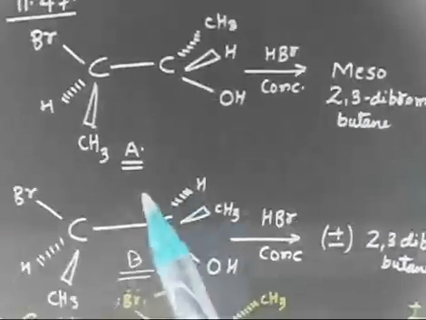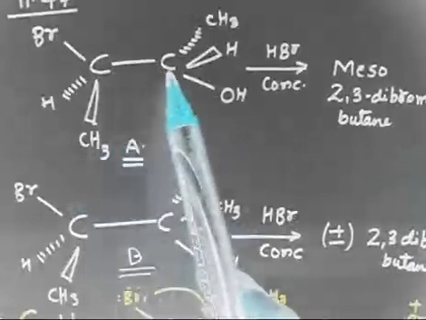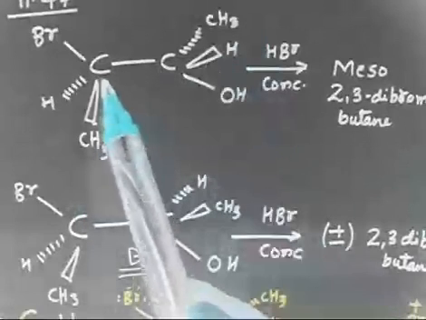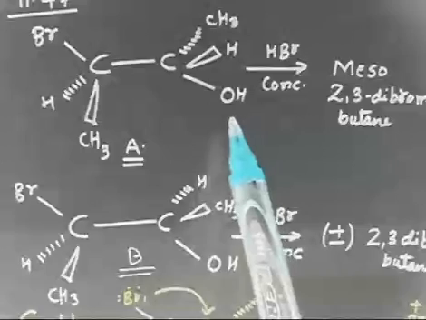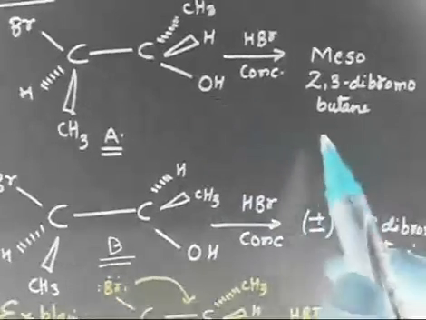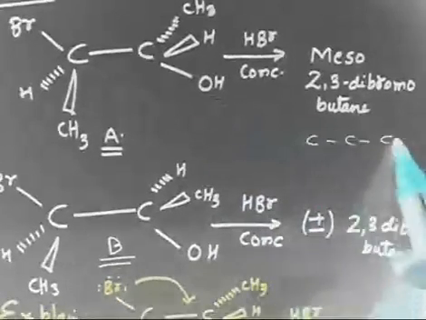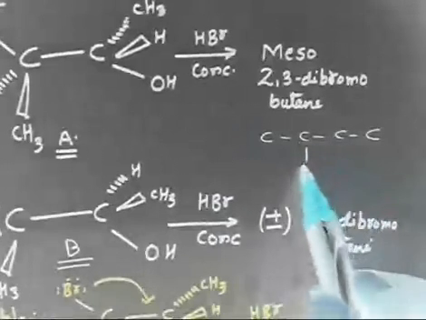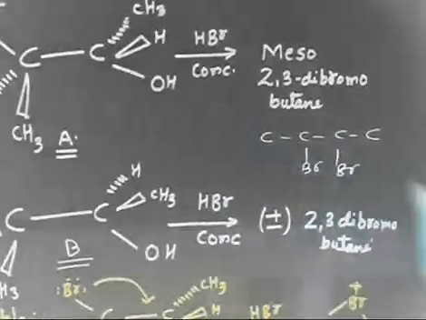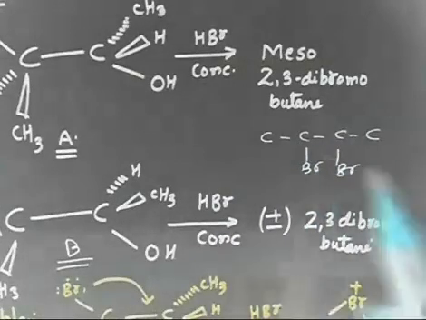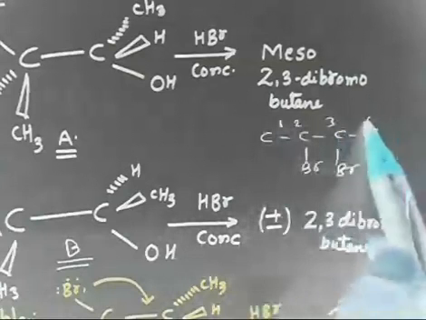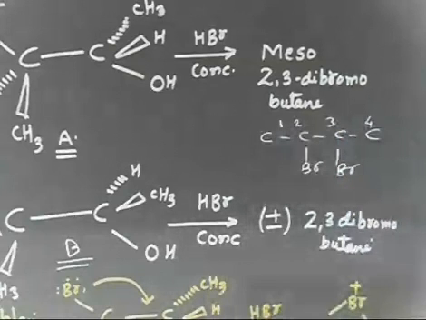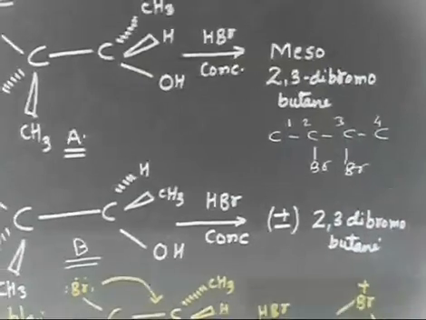So this means, let us say this is carbon 1, 2, 3 and 4. At this position you will have a bromine, and at this position you will have a bromine. So the final product will look something like this. You have 4 carbons. At position number 2 you have a bromo group, and at position number 3 you have a bromo group. So 2,3-dibromobutane. So the final product you are getting is this.